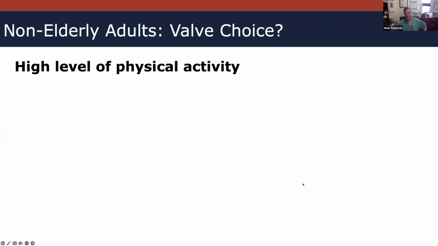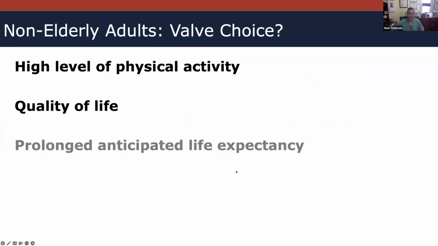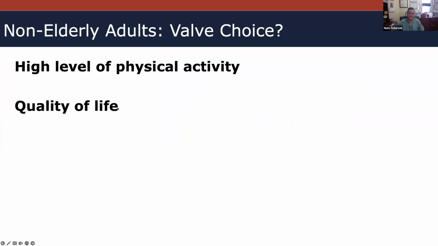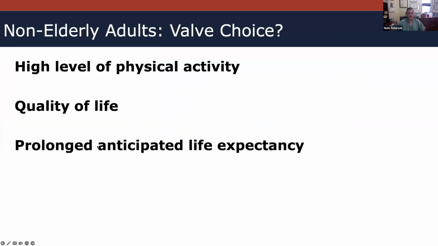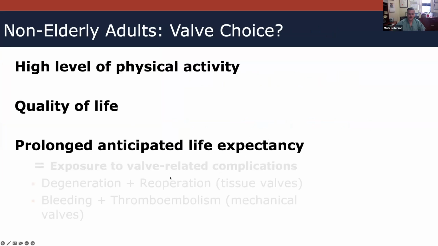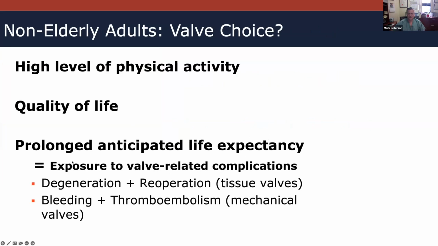We also have to factor in that young patients often have high levels of physical activity and quality of life. 40% of patients who receive mechanical aortic valves complain about the clicking noise. It's quite disturbing. We have to consider that these patients have a prolonged anticipated life expectancy of at least 15 to 20 years, and that options including mechanical valves expose them to valve-related complications such as bleeding, thromboembolism, degeneration, and reoperation in the case of tissue valves.